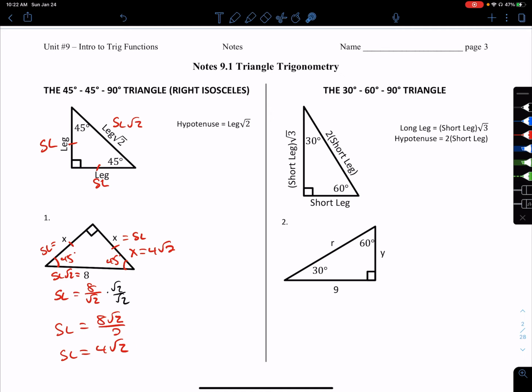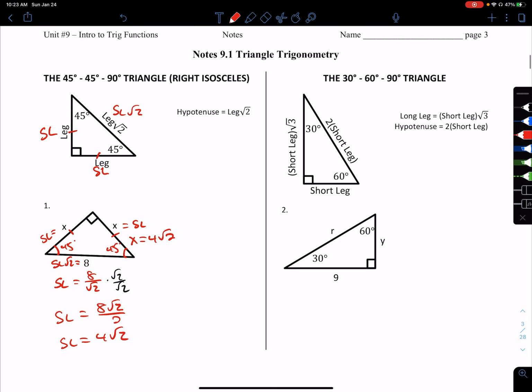30, 60, 90. Always call opposite the 30 the short leg. Opposite 90 is always double the short leg. Opposite 60 is always the short leg times the square root of 3. So I'm suggesting when you get to your picture, label opposite 30 the short leg. Label opposite 90 double the short leg. Label opposite 60 the short leg times the square root of 3.